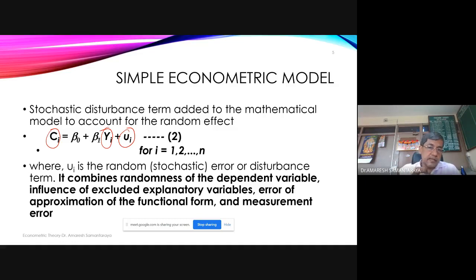So this ui term, which looks very simple, actually captures the impact of so many things, as I told. It captures the random impact of the excluded variables, any error in the approximation of the functional form, as well as any measurement error for the dependent variable and independent variable. So as of now, just remember this much about ui.